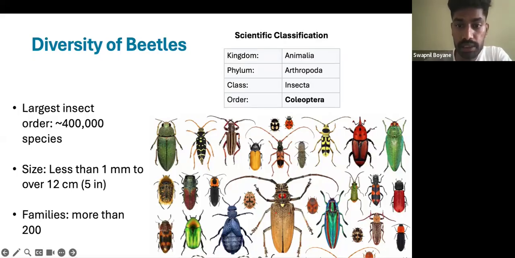Also, these beetles have more than 200 families. Scientists have organized all these beetles into different families. We're going to talk about the families later, but just imagine having 200 different families, and under that you have genus and species. Here I have an image about the diversity of beetles. It ranges across different families, and you can also see the different sizes.